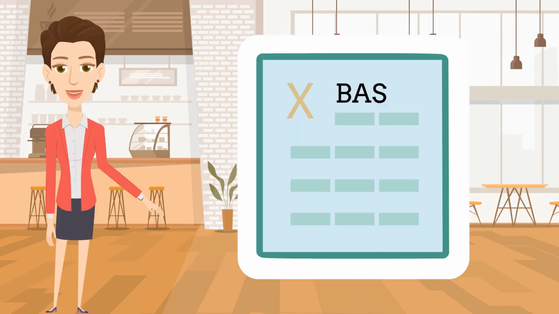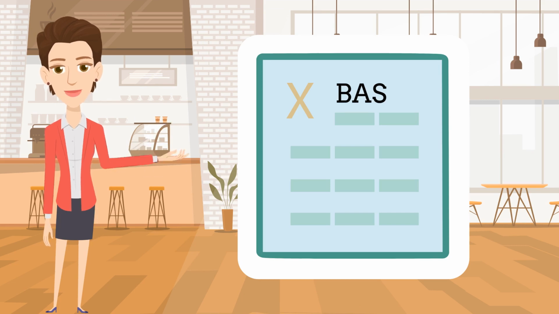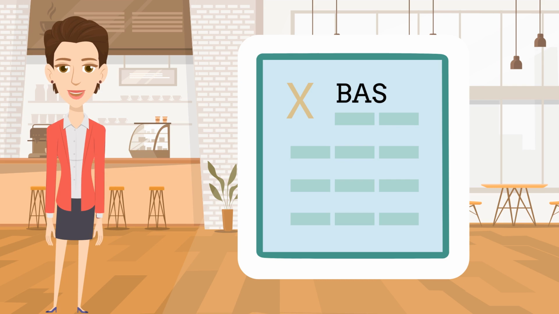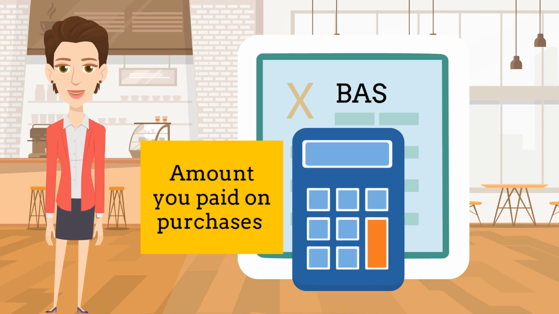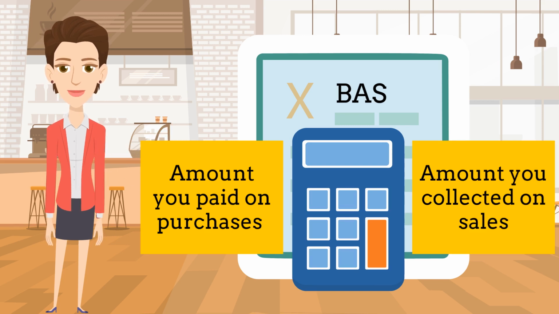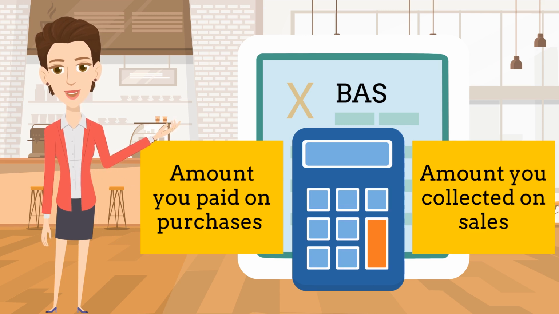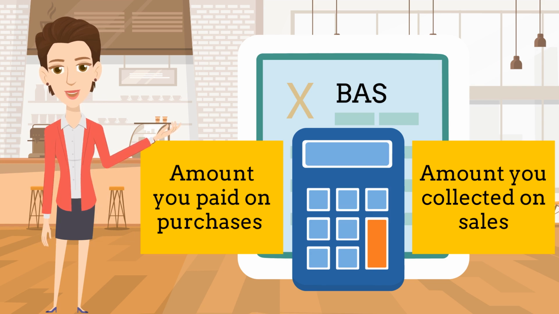When submitting a business activity statement, which includes the GST return, most businesses must account for all of their purchases and sales. You work out GST by comparing the amount you paid on purchases to the amount you collected on sales. You may need to make adjustments for assets, such as a car or computer, that are shared between your business and family.